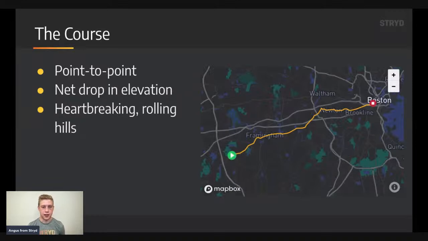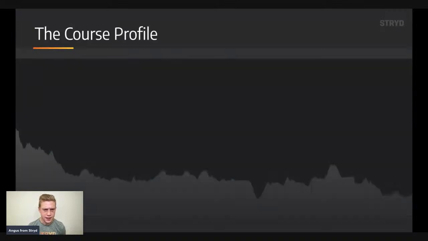First, the Boston Marathon course. It's a point-to-point race, a net drop in elevation, and features heartbreaking rolling hills. Very famous course here, finishing in Boston. And let's take a look at the course profile. Here in the light gray shade, we can see the elevation profile of the course. And of course, everyone's familiar with the heartbreaking hills in the latter half of the race towards the end.